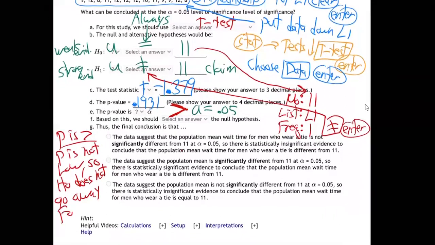We fail to reject H0. We keep H0. We're failing to reject H0. P was not low. The P is the percentage chance of luck. The percentage chance of luck was not low. It's a 19% chance, right? Right here. 19% chance it was just luck.